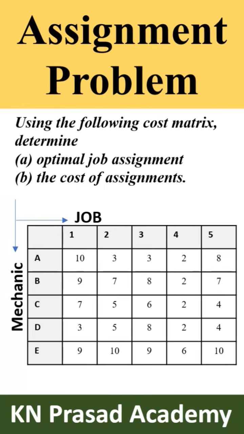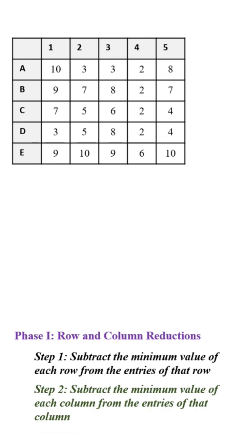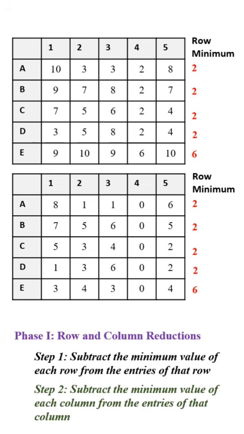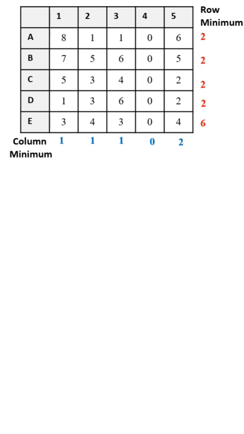Let's see how to solve the assignment problem. Phase 1 is row and column scanning. First, identify the minimum value in each row and subtract this value from the respective row values. Similarly, complete the column reduction.